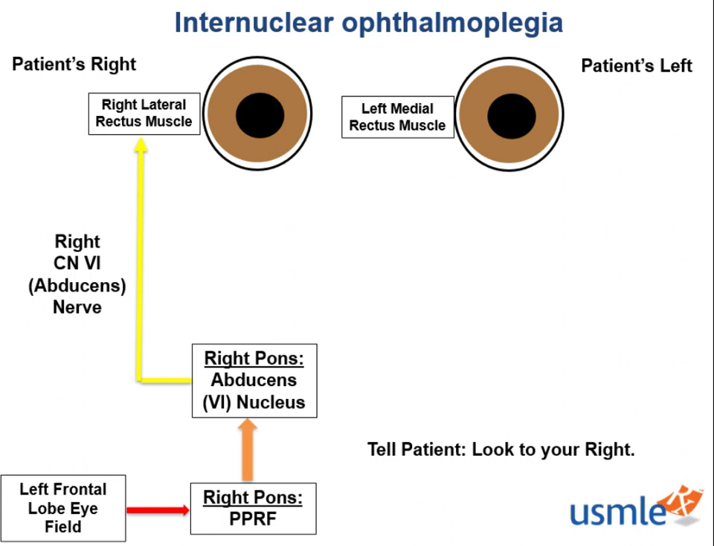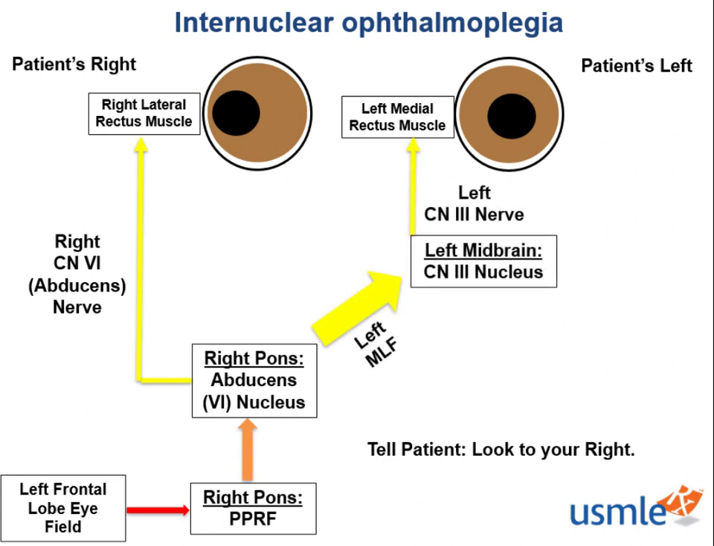The right abducens nucleus then sends out its two key projections. The first is along the right cranial nerve 6 or abducens nerve fibers to the patient's right lateral rectus muscle to cause abduction of the patient's right eye. The second projection from the right abducens nucleus is the left MLF. Again, the MLF is named for its destination, which is on the left. Specifically, the left midbrain, where cranial nerve 3's nucleus is located, which would send projections normally along cranial nerve 3 fibers to the patient's left medial rectus muscle to cause adduction of the patient's left eye.